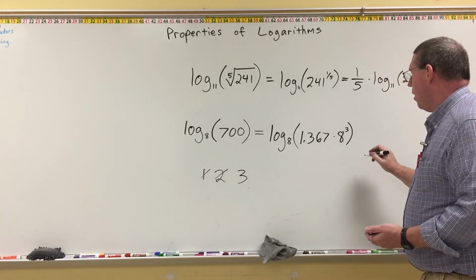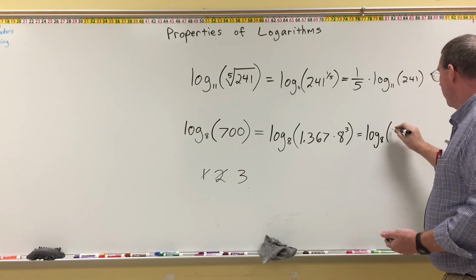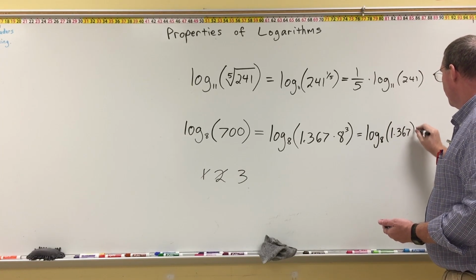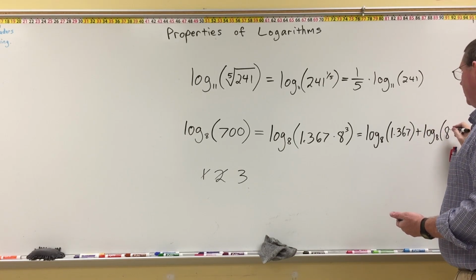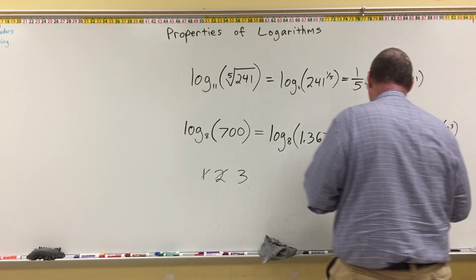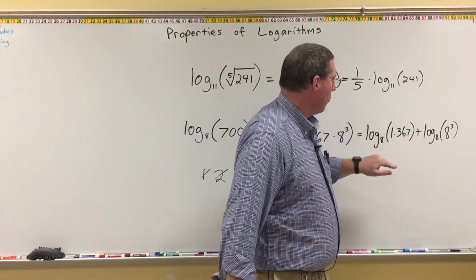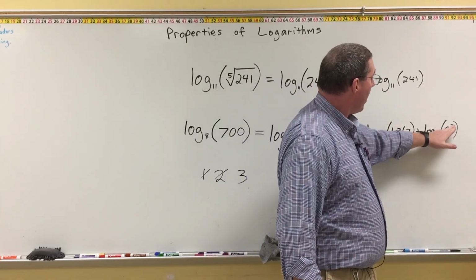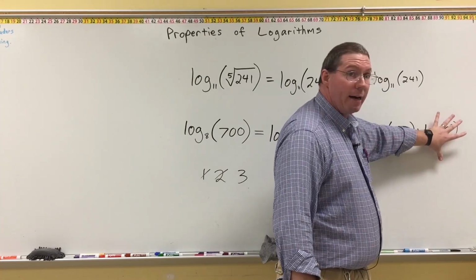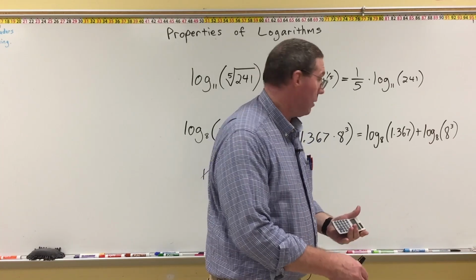Okay, and so now we're going to turn this into log base 8 of 1.367 plus log base 8 of 8 to the 3rd power, right? So we used our multiplication to addition property, and we now have 2 separate logarithms. One's log base 8 of this crazy decimal. This one's log base 8 of 8 to the 3rd power. This one is manageable, okay? We can move the exponent. We know log base 8 of 8 is 1, okay?